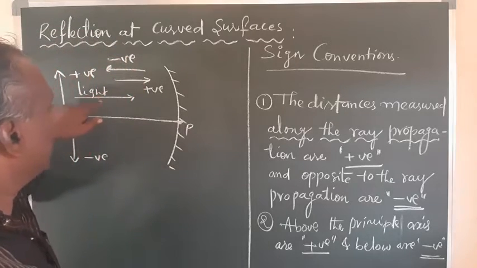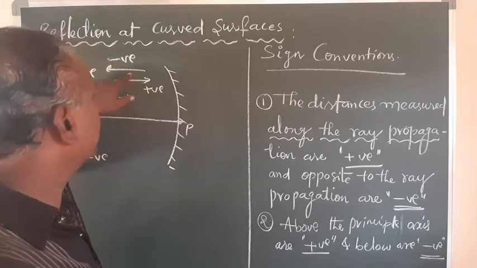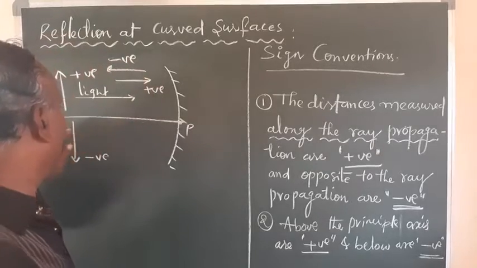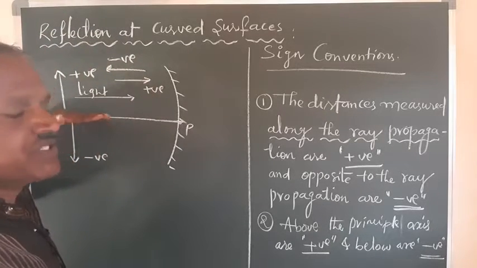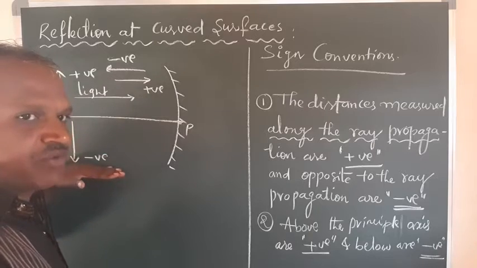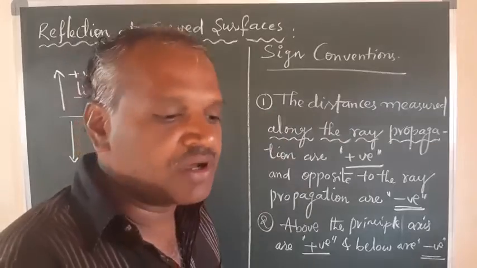So here, along the ray propagation, the distances measured are positive. Opposite direction of ray propagation, the distances measured are negative. And the distances above the principal axis are positive, and the distances measured below the principal axis are negative. So these are the sign conventions you have to remember, right?